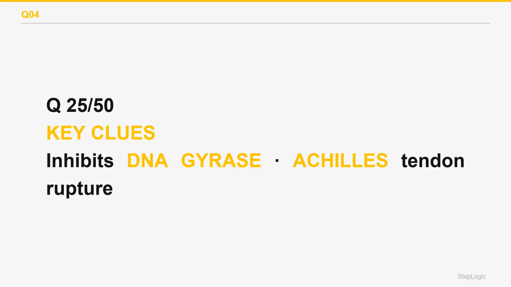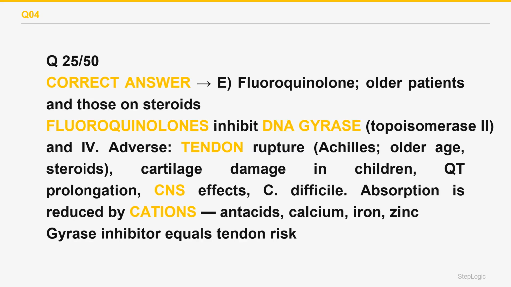Fluoroquinolones inhibit DNA gyrase, which is topoisomerase II, and topoisomerase IV, enzymes that manage bacterial DNA supercoiling. Their most distinctive adverse effect is tendinopathy progressing to rupture, classically of the Achilles tendon, and the risk is concentrated in older patients, those on corticosteroids, and transplant recipients. They also damage growing cartilage, which is why they are avoided in children and pregnancy, and they prolong the QT interval. The correct answer is E.